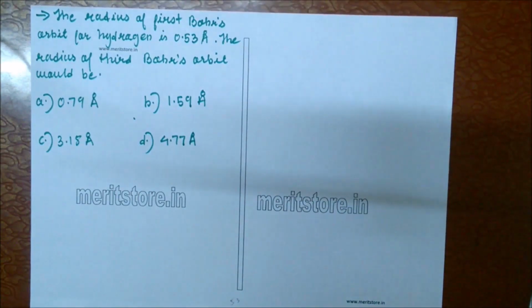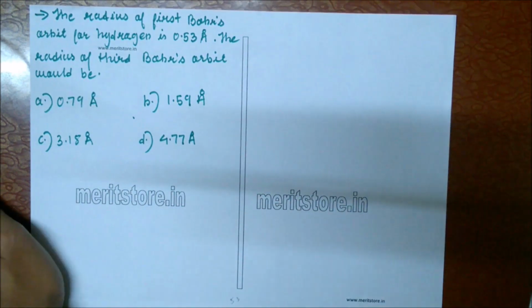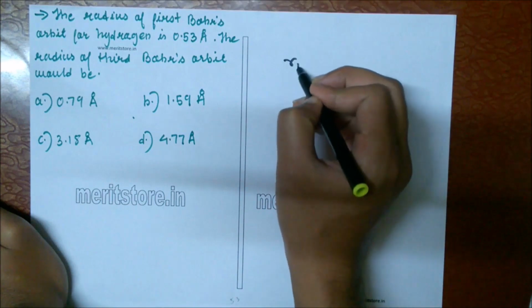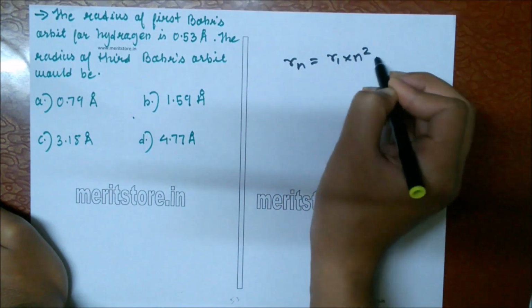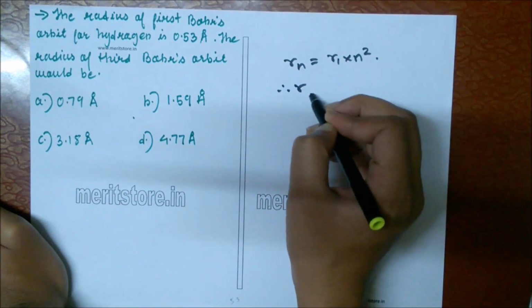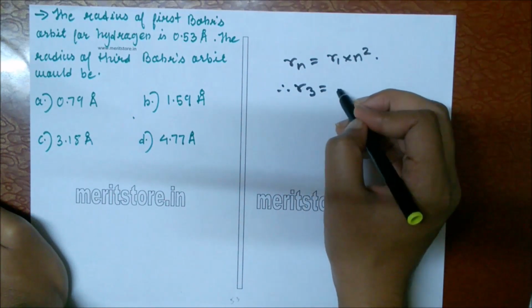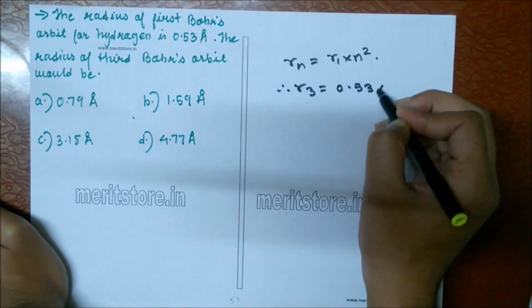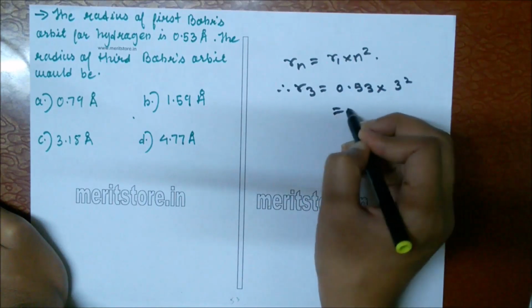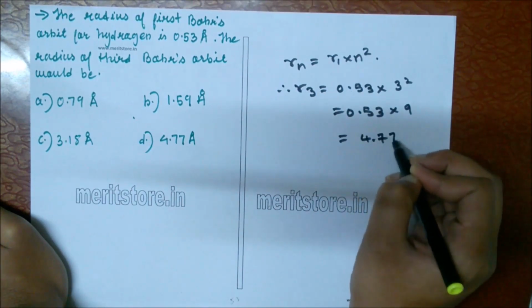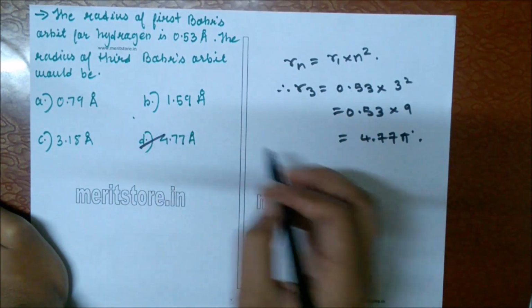The radius of first Bohr orbit of hydrogen is 0.53 angstrom. The radius of third Bohr orbit is A 0.79 angstrom, B 1.59 angstrom, C 3.15 angstrom, D 4.77 angstrom. We know that Rn is equal to R1 into n square. Therefore, third orbit, that is R3, is equal to 0.53 into 3 square, 0.53 into 9, which is equal to 4.77 angstrom unit. So option D will be the correct answer.